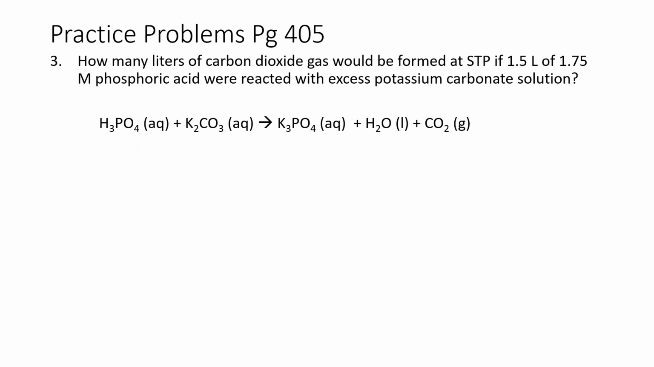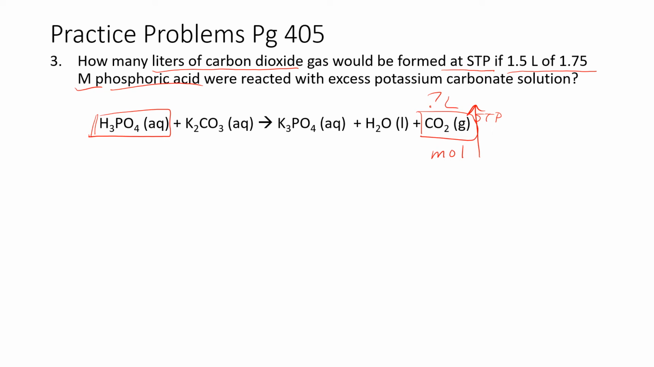Again, using a couple of tools that we haven't seen used together before. So we're looking at how many liters of carbon dioxide, let's go ahead and box that, we're looking for liters, would be formed at STP. So I have permission to use, I'm going to just write STP here. So I can use my 22.4 to go between liters and moles to do that conversion. If 1.5 liters of 1.75 molar phosphoric acid, acids have hydrogen in the front, and that's basically hydrogen phosphate.